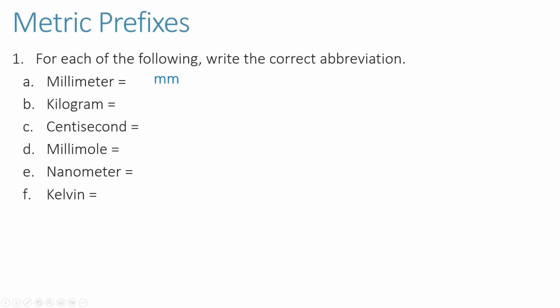So a millimeter, lowercase m, kilogram, centisecond, a millimole. So there isn't much of an abbreviation for mole, it's just mol, but we want a lowercase m there. If I put an uppercase M, that would mean megamole, which is very different from millimole. Nanometer, you've heard this before, that's nm, and Kelvin is just a regular K. So we want to make sure we're using the correct capitalization here. Lowercase k means kilo, uppercase K means Kelvin, a way to measure temperature.